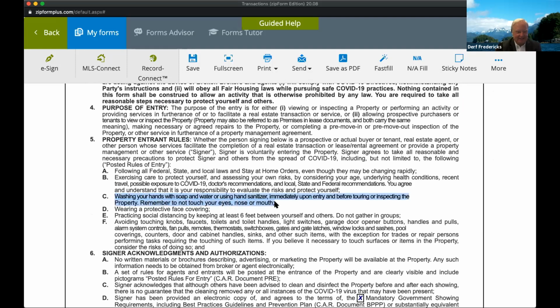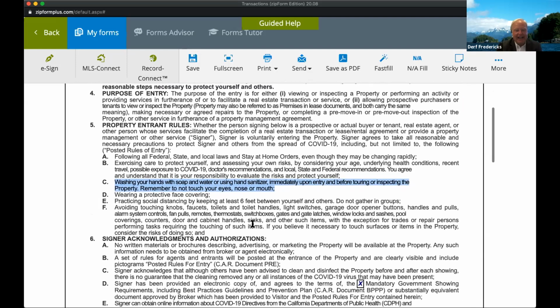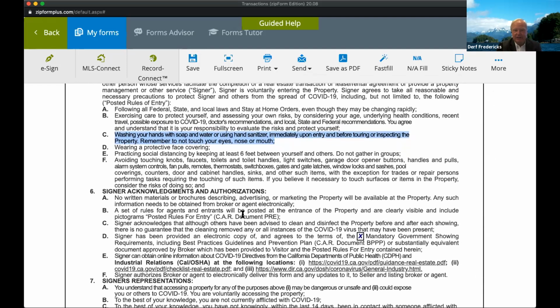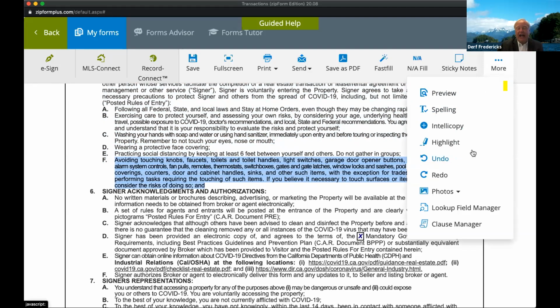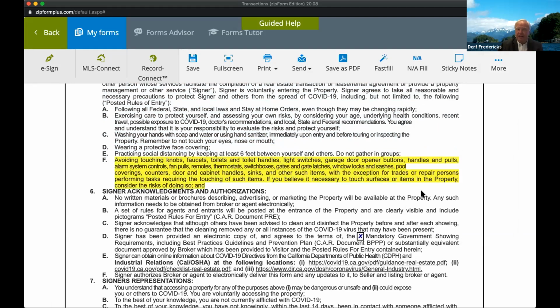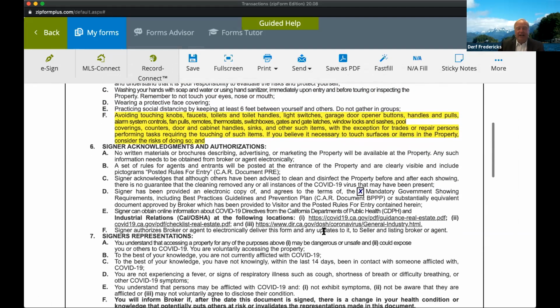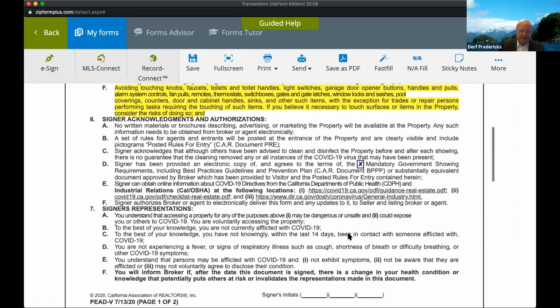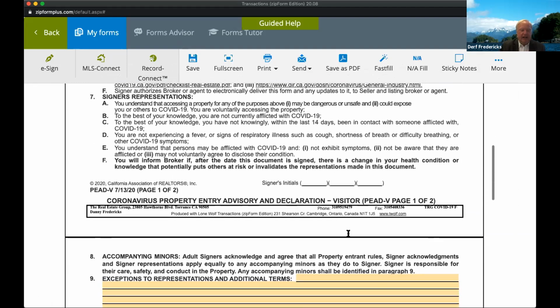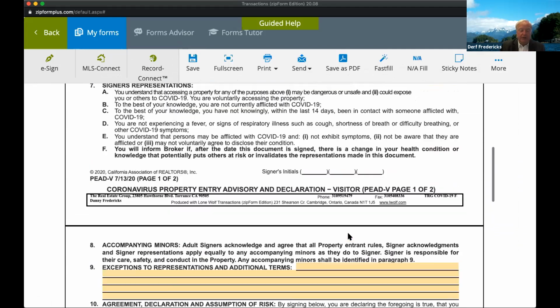And then they itemize this. They say this means we don't want you touching light switches, door handles, remotes, any gate latches, toilet handles, any counters, etc. So don't touch anything, walk through the property and check it out. Also on this form, the buyer acknowledges that there will be no flyers or marketing materials. So this is important because we're going to talk about this on the seller side. That means as a listing agent, you're not supposed to have any of this material at the house. No flyers. A set of rules will be posted at the entrance.